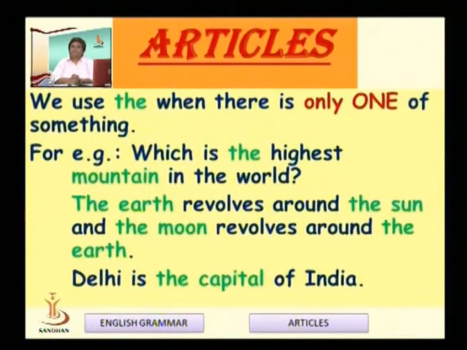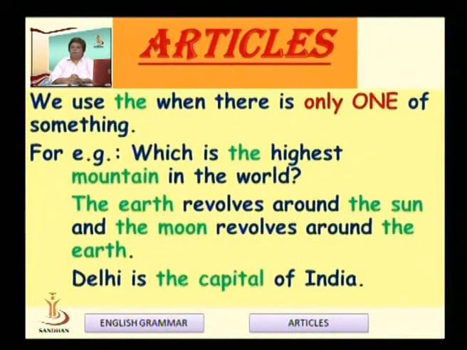This is again a very important point, friends, and it will be a good thing if you are writing this down, you are marking this point. We use the when there is only one of something. This is important, please pay attention. For example, which is the highest mountain in the world? Highest mountain can only be one. So obviously, what is the choice of the article there? The. Let's take a look at the second example.